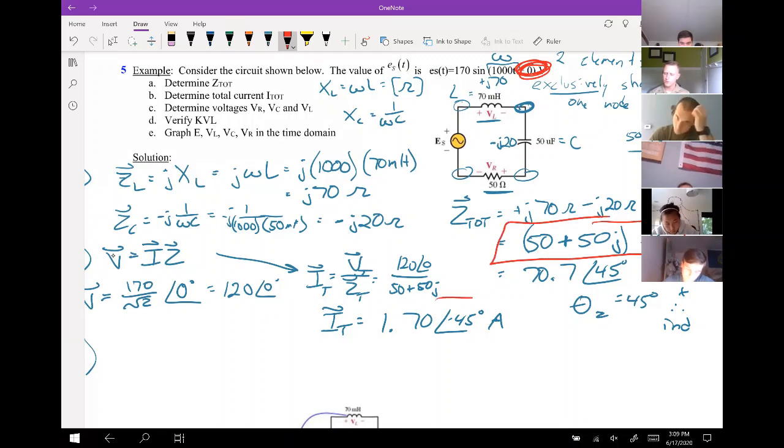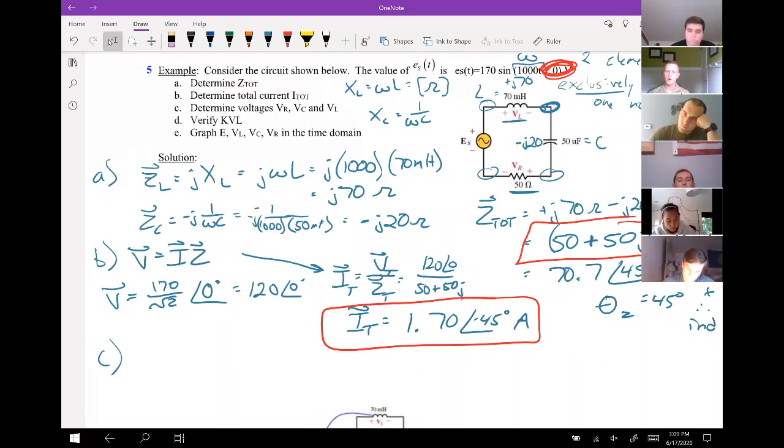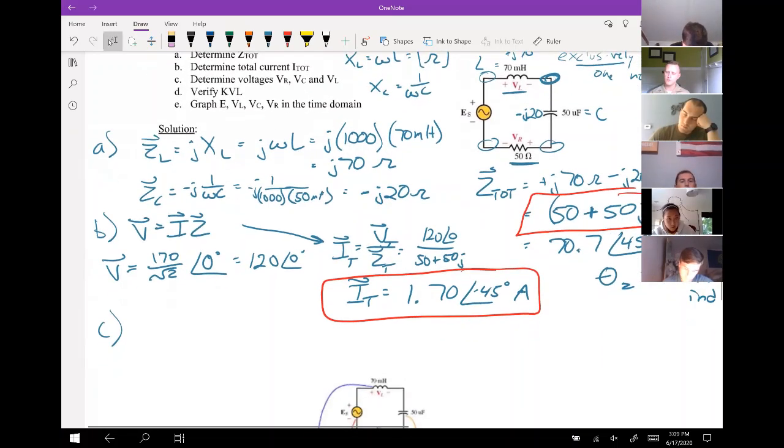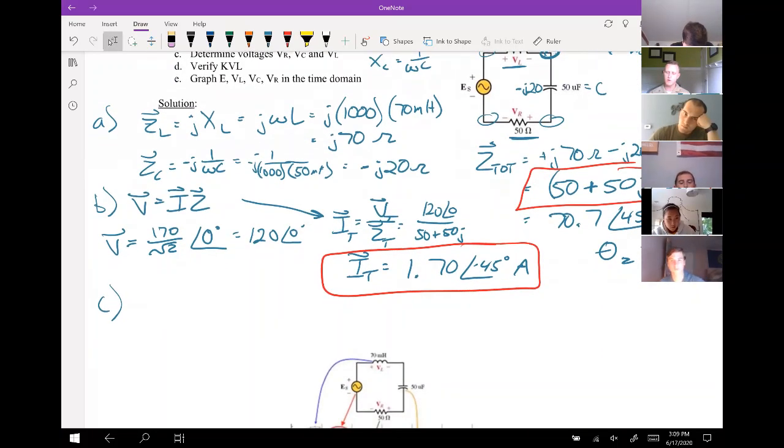Now note, and I'll box these in red. There's Z total, here's I total. I don't care whether you use rectangular or polar for Z, but for V and I, we put them back into polar so that we could put them back into the time domain. Makes sense? So now we found I total as a phasor. So C is determine all of these.